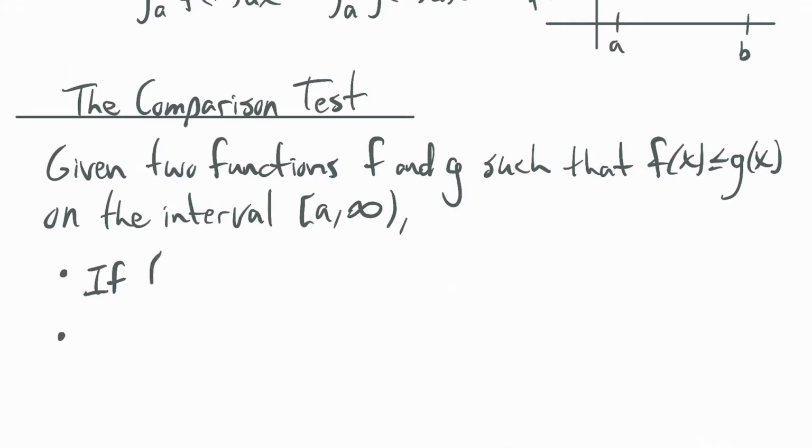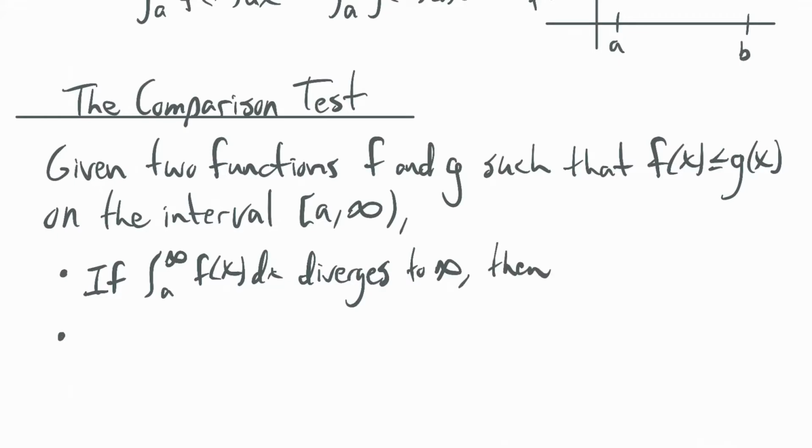Okay, if the integral from a to infinity of f of x dx diverges, it's the lesser one, the one that has a lesser value, and it diverges to infinity, then so does the integral from a to infinity of g of x dx. It has a greater value, so it would have to also diverge.